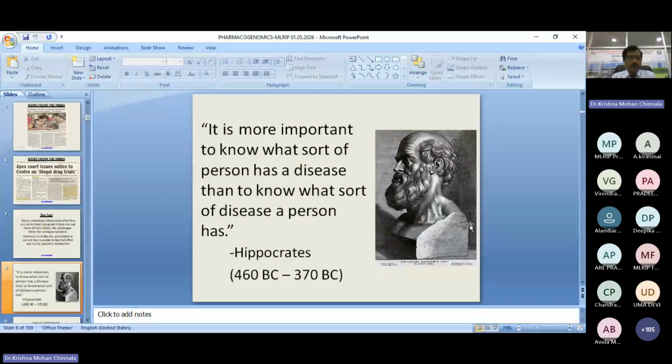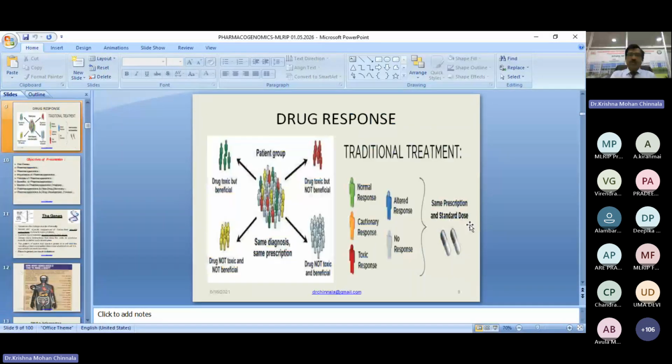It is more important to know what sort of person has a disease than to know what sort of disease a person has, said by Hippocrates. So drug response, as I said, in the patient group, 60% of people maybe respond to the drug, and of the remaining 40, 10 may have reduced response. As teachers, we all know about subtherapeutic level of drug, which is pharmacologically no use at all, right? Pharmacologically inert. It is subtherapeutic, no use at all.